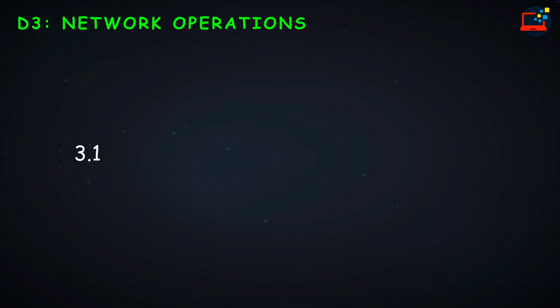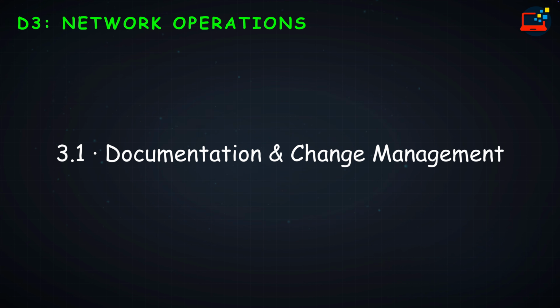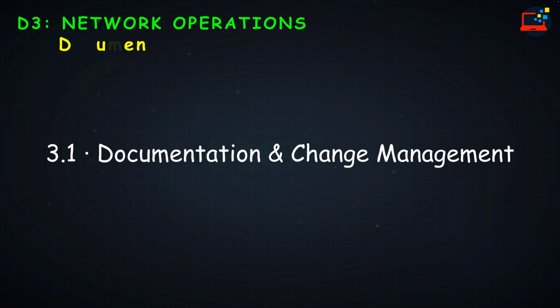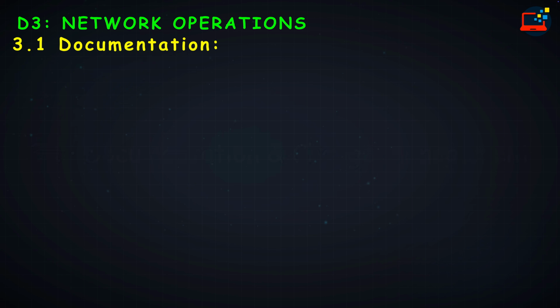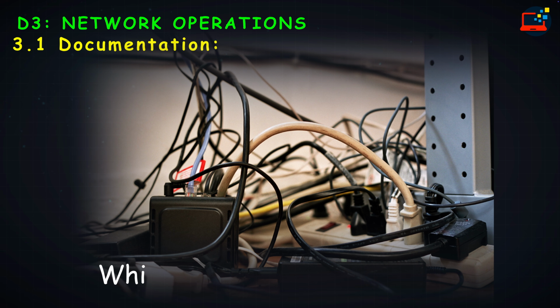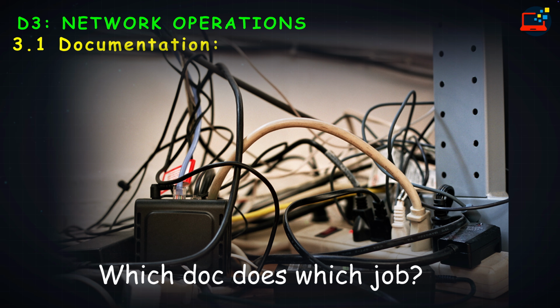We start with documentation because documentation is the connective tissue every other network task leans on. 3.1 is documentation and change management. The exam tests whether you know which document does which job, and it tests the formal processes that keep a network from drifting into chaos.